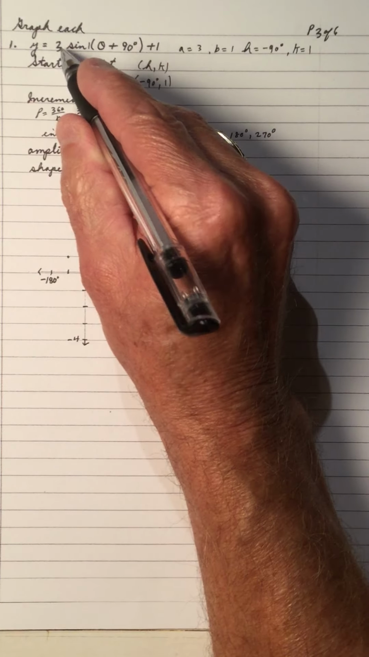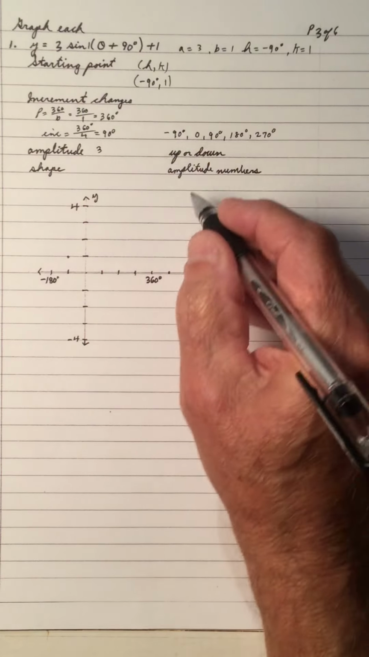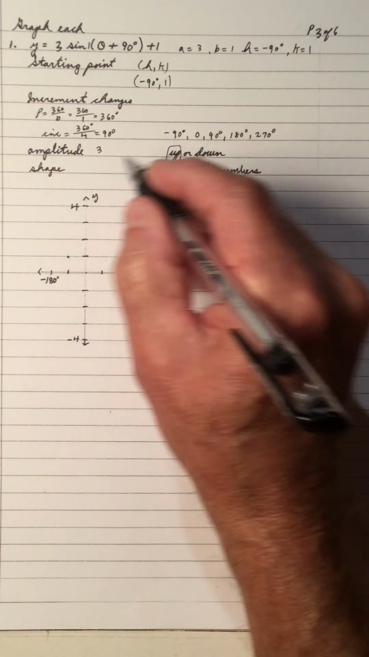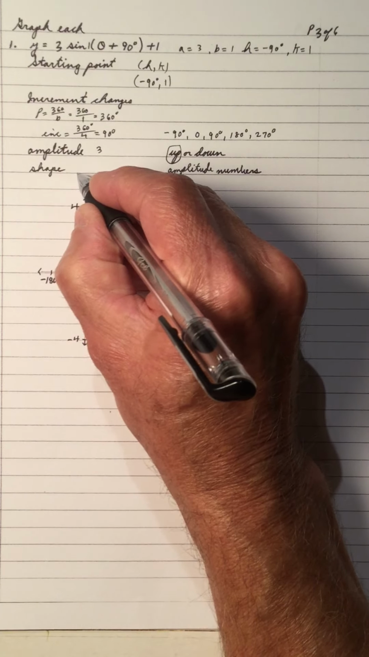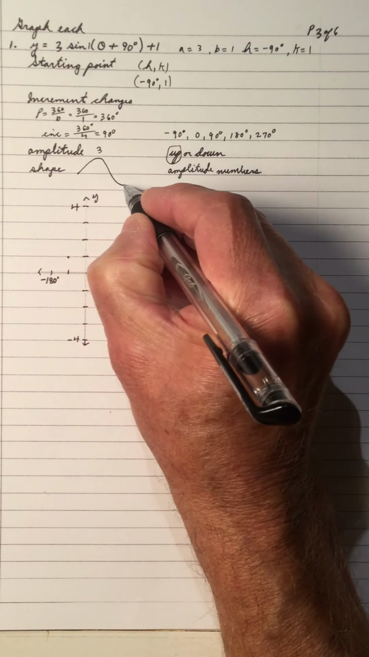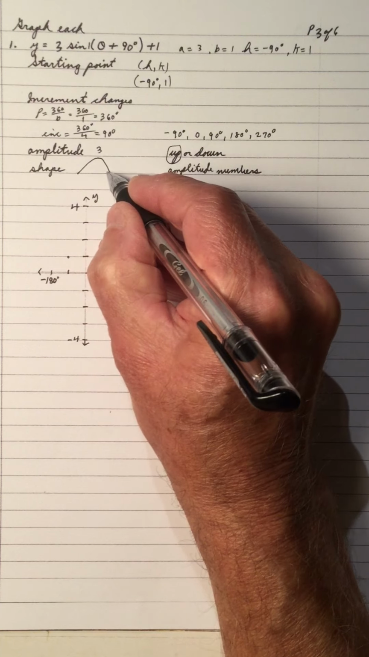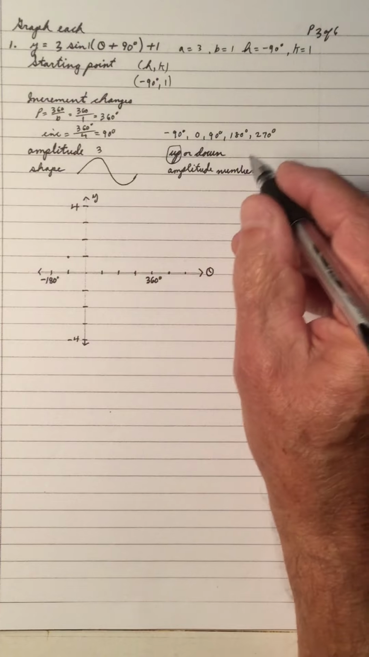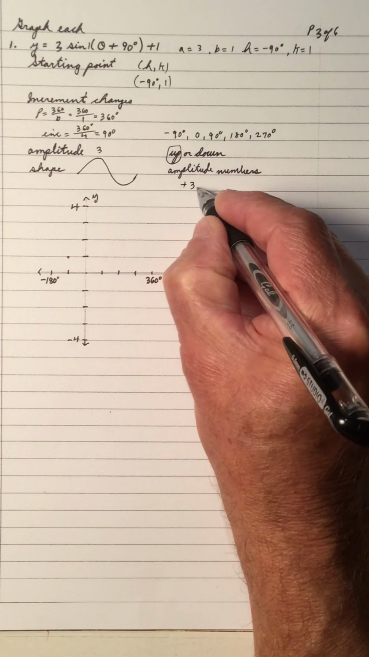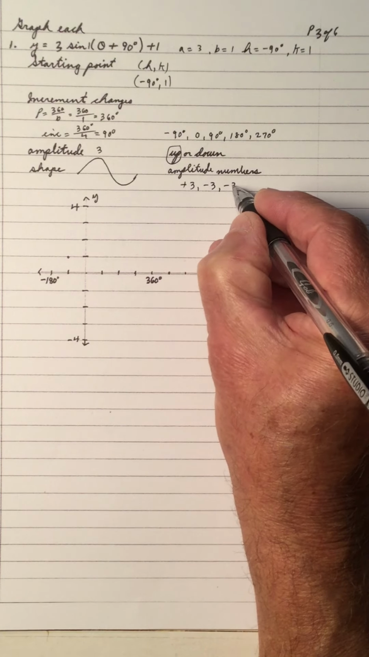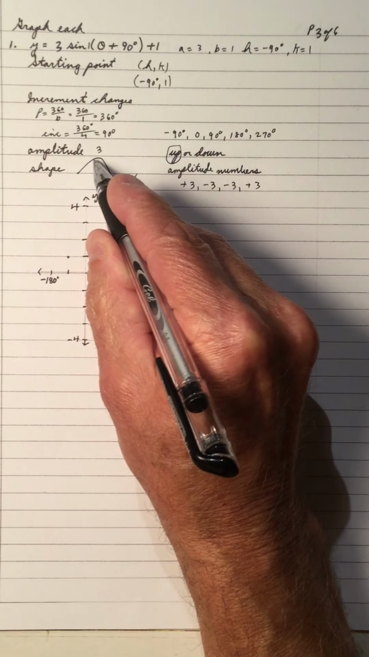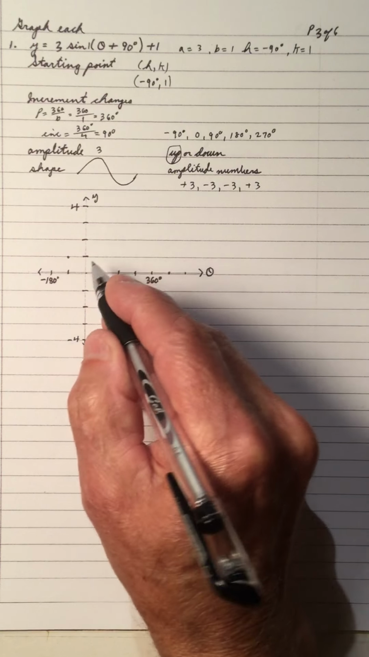And the amplitude is A, the amplitude is 3. And because it's a sine, the sign is positive, it's going up. So the shape starts, and the sine forms a sideways S, but it's going up first. So notice it goes up, down, down, up. So that means the amplitude numbers are, the amplitude is 3, so it'll be a plus 3, minus 3, minus 3, and a plus 3.